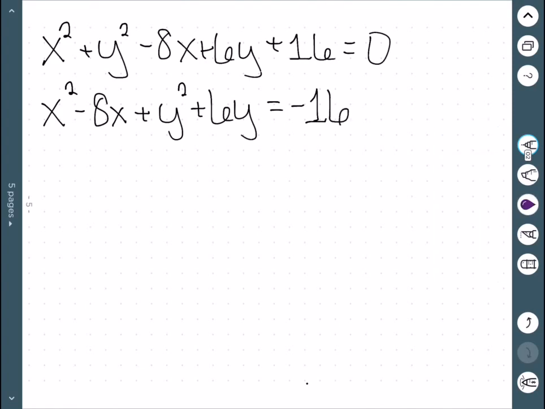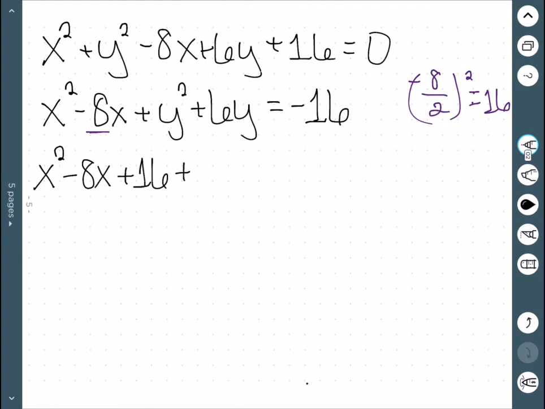Anytime you are trying to complete the square, we look at the number in front of x, which is −8. Divide it by 2 and square it. −8 divided by 2 is −4, squared is 16. So I'm going to add 16 to both sides of this equation. And I'm going to leave a little bit of space here because I'm not quite done yet. I'm going to have to complete the square again for the y term.